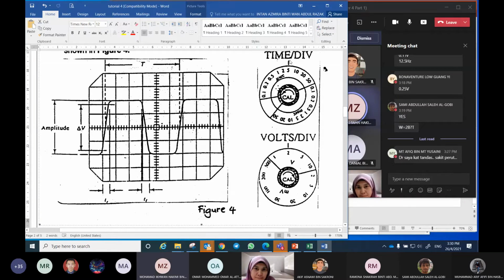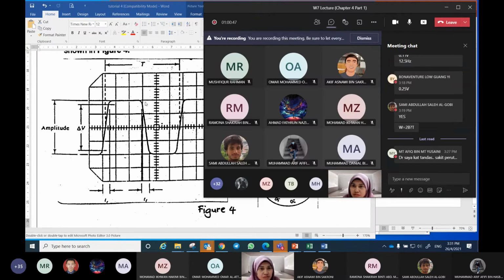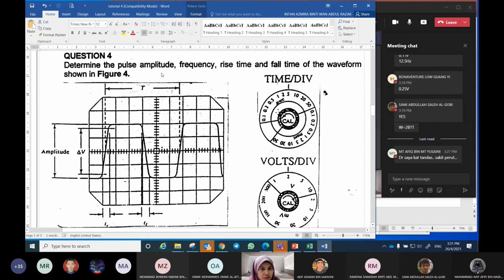Okay, so this is the setting. This is the pointer of time per division and volt per division. Understand? Okay, so what is the value of amplitude, frequency and rise time?